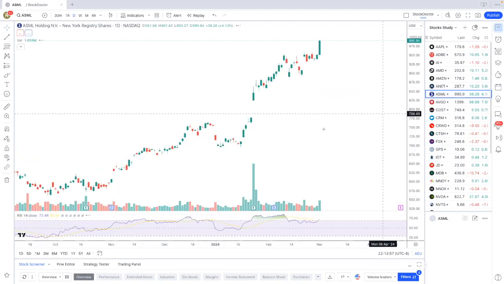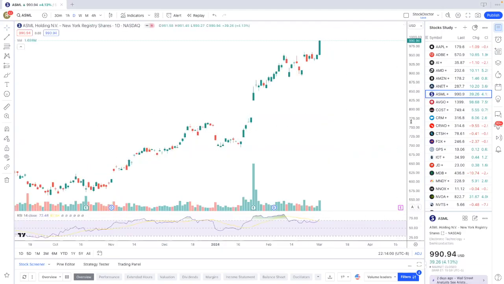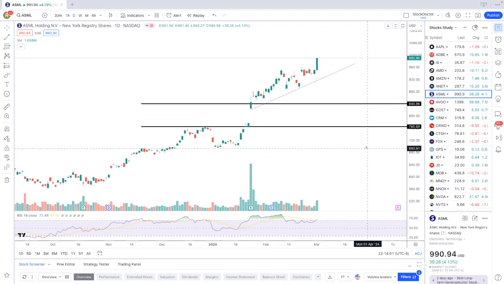The next stock we have is ASML. ASML has given a very solid upside of 4%. Now, looking at this ASML chart, this is also the same. It is trading well above the trend line support, and there might be a possibility that it can come like this and then just start its upward journey. For ASML, I think 840 is the first support, and the second support is coming around 765.